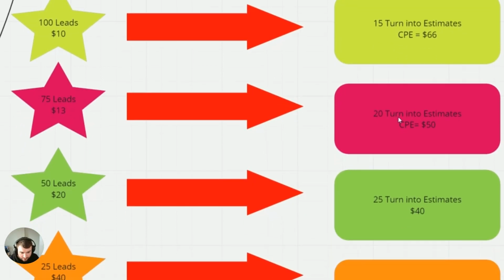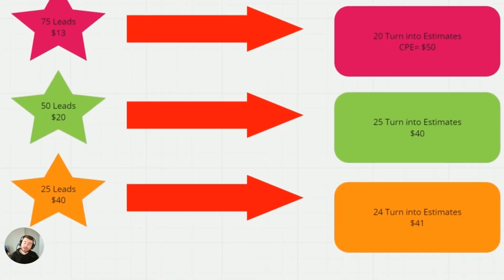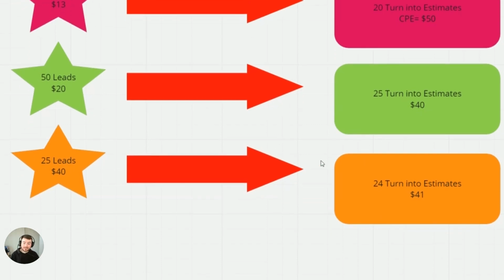75 leads from the custom field form would turn into, let's say, 5 more estimates because they were more qualified, because they actually had to manually type it out, which would leave you with a cost per estimate of $50. And the custom question lead form, because they had to answer questions, etc., making them more qualified, turned into 25 estimates, which is $40 cost per estimate. And then the final one, the landing page, let's say only one person didn't actually want an estimate from the landing page, which would turn into $41 cost per estimate.